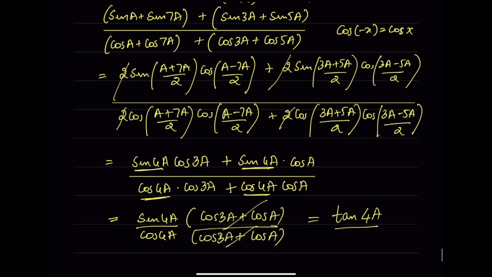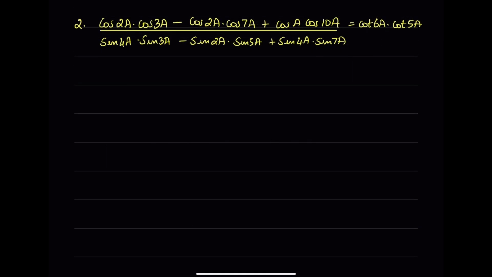Now let's try the second one. In the second question, we have to prove that this equation on the left hand side, when we simplify it, we would get cot 6A times cot 5A. So there are two parts to this question. The first thing that we observe is the numerator is of the format cos a times cos b, and the denominator is of the format sin a times sin b.